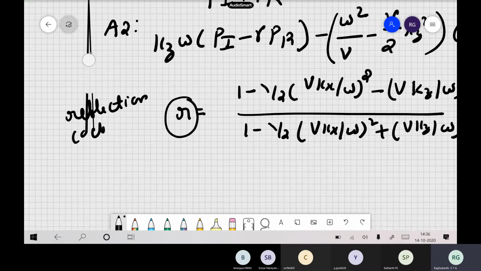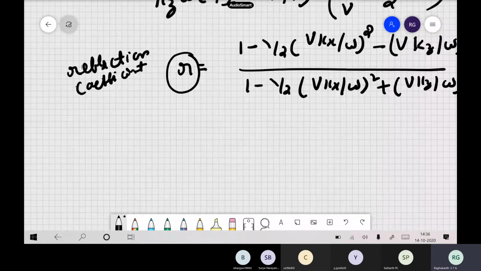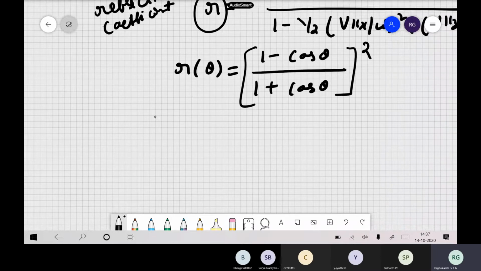So now in reality, what do we want? What should this R value be? Close to 0. It has to be 0 actually, so this should be 0. That is what we want. You can also write it in terms of theta, substituting Vkx by Vz and other things. So this R you can write in terms of theta, something like 1 minus cos theta over 1 plus cos theta, some whole square, I think, will come. So you can find out the angle also.